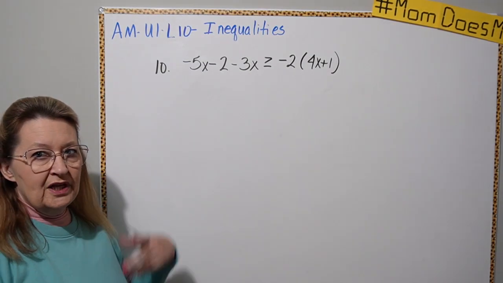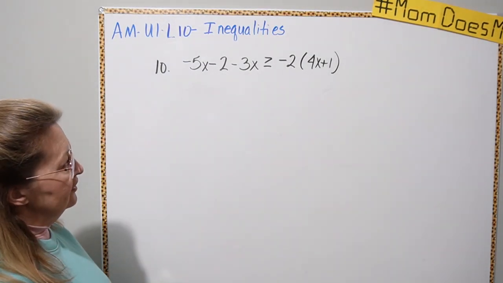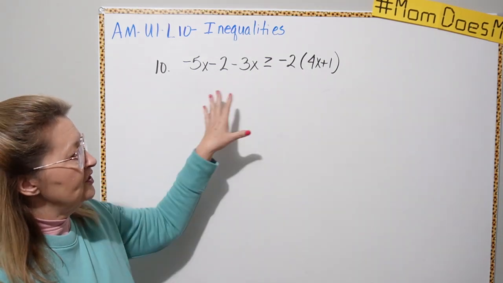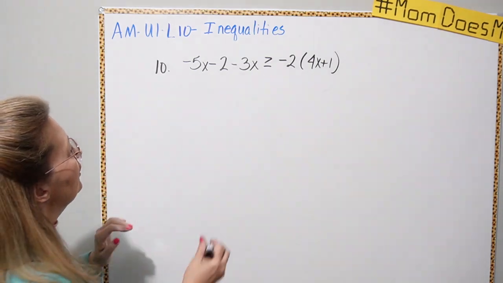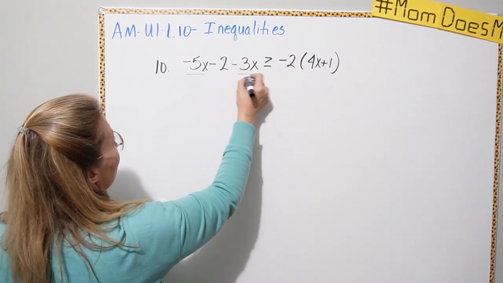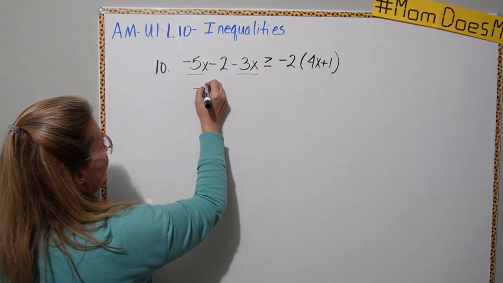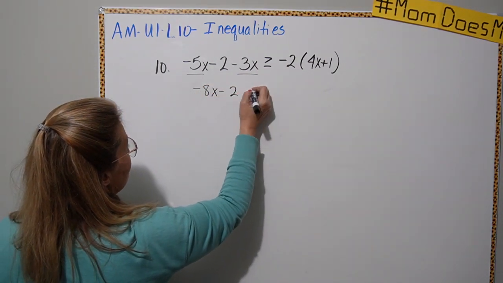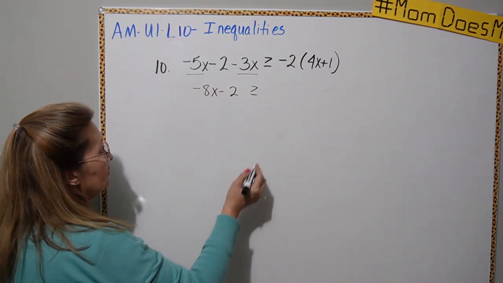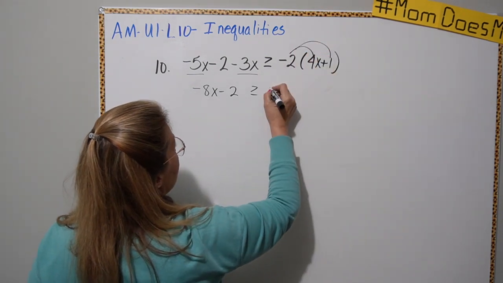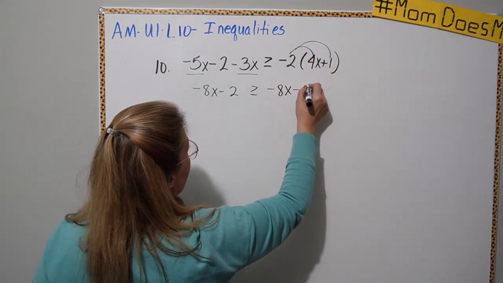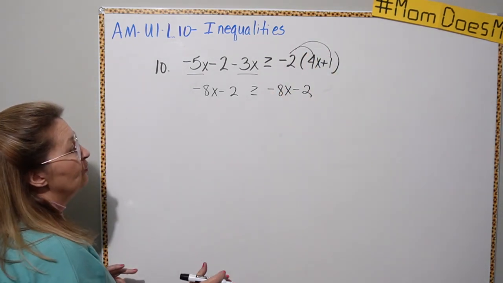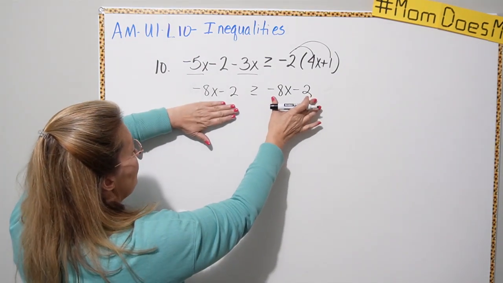Okay, here's problem number 10 on your guided notes. So let's just start simplifying both sides. First of all, I look over here. I can combine -5x and -3x, and get -8x minus 2 greater than or equal to. Now when I distribute this, I'm going to get -8x minus 2. And I'm sure right now you already see you have the same thing on either side.